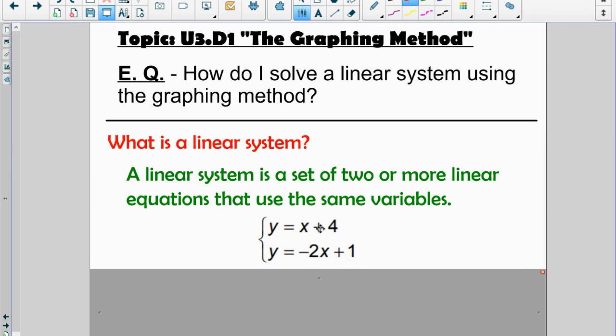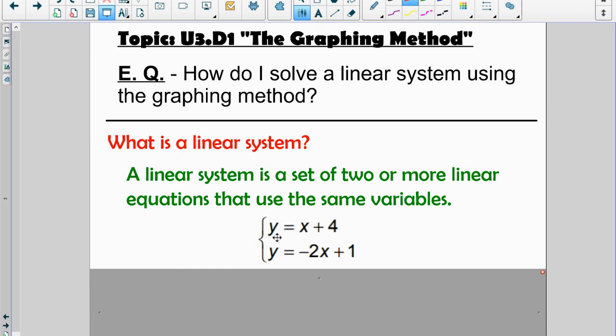So here's an example. Whenever we have linear systems, we always have this little brace, sometimes called a bracket, but it's technically called a brace, on the left-hand side, grouping the two equations together to show that it's really one system, not two separate pieces.